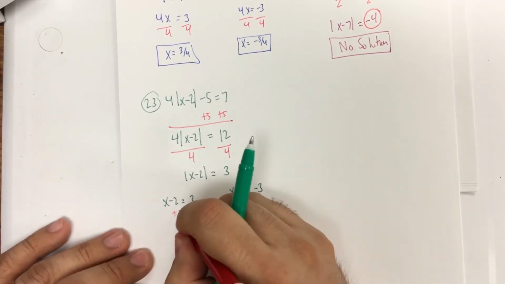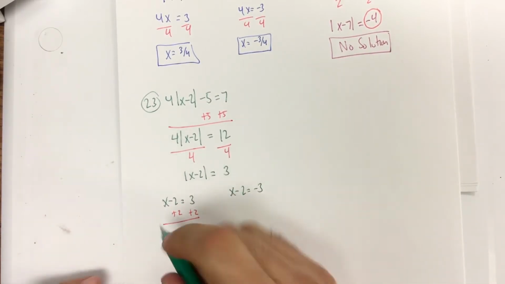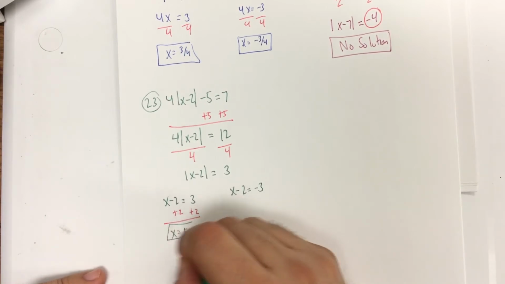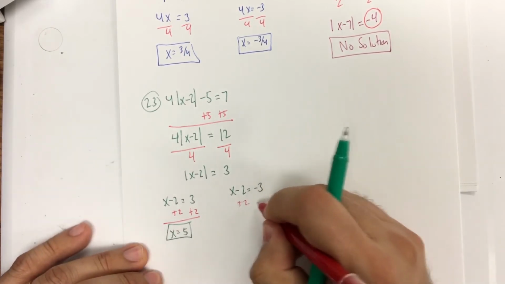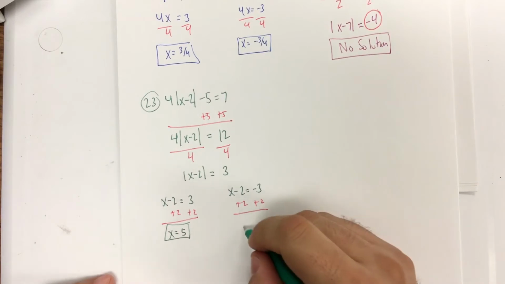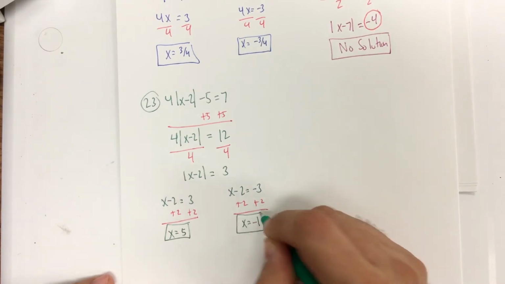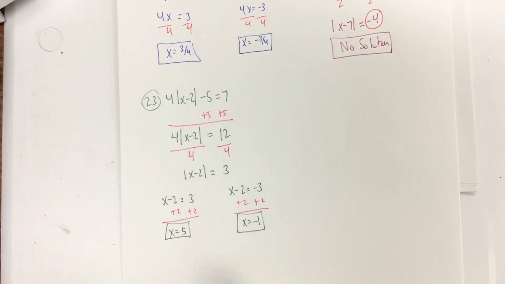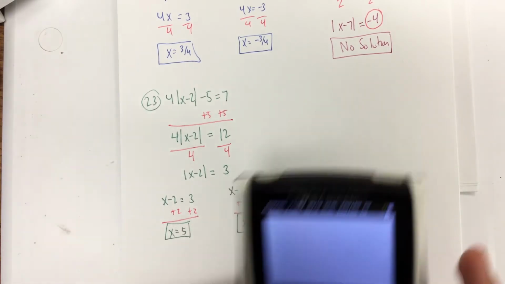So for this one, we're just going to add 2 to both sides. X equals 5. Add 2 to both sides. X equals negative 1. And just because it's negative, don't assume it is not a solution. You can just type it in there. So let me go and show you real quick how to check them.